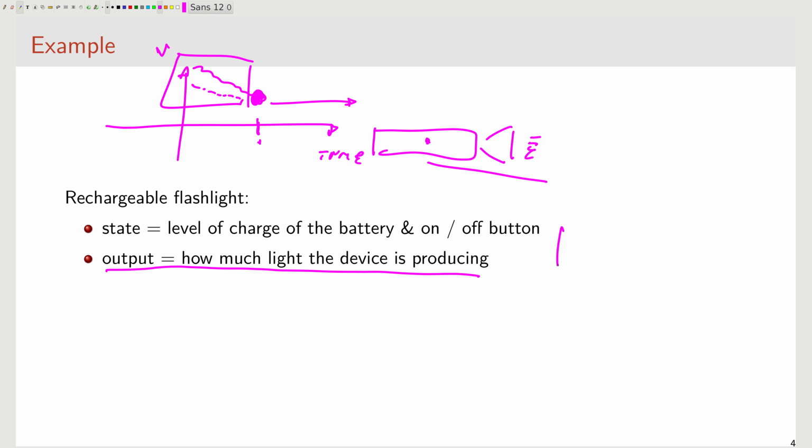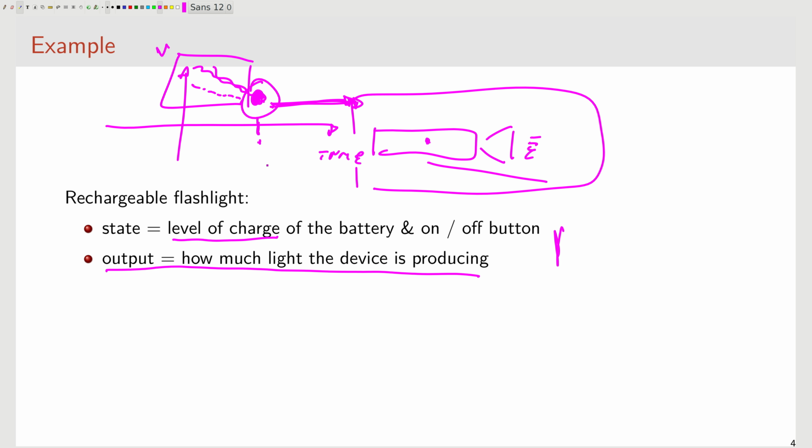Somehow, the state of the system, the level of charge, summarizes all the past history. This is actually a first approximation, because in a true flashlight the rate of discharge also matters, but in first approximation the level of charge is enough to understand what will happen in the future. To understand the future, you need just the current state, not the past things.